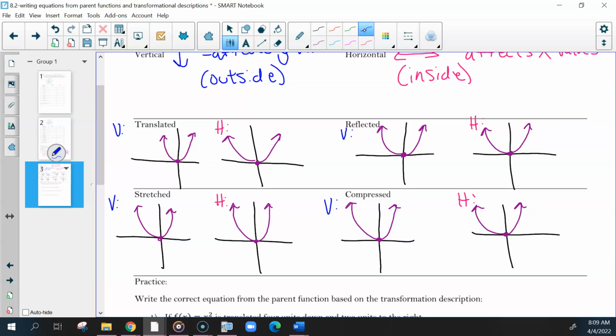Right, so these would be our parent functions, and then if we were translating this, a vertical translation would either move this up or it would move it down. So I'm just going to draw what those different things would look like. Your vertical translation would be your plus k at the end, or it could be minus k, whatever that is. It tells you whether it moves it up or down.